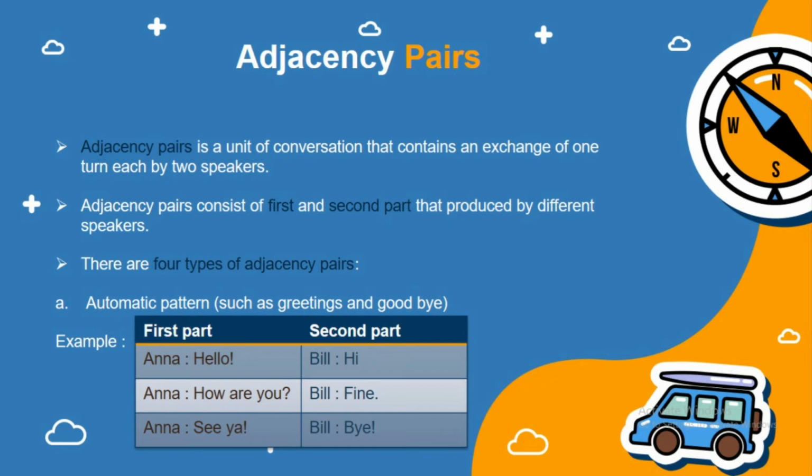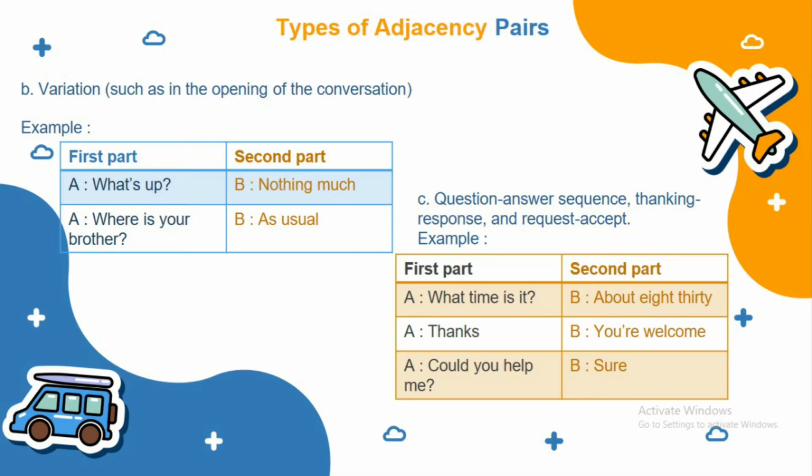There are four types of adjacency pairs. 1. Automatic pattern, such as greeting and goodbye. For example, first part, Anna: hello. Second part, Bill: hi. Anna: how are you? Bill: fine. Anna: see you. Bill: bye.